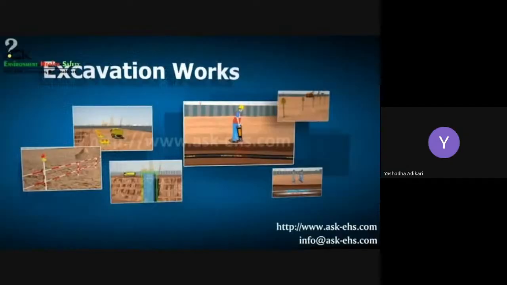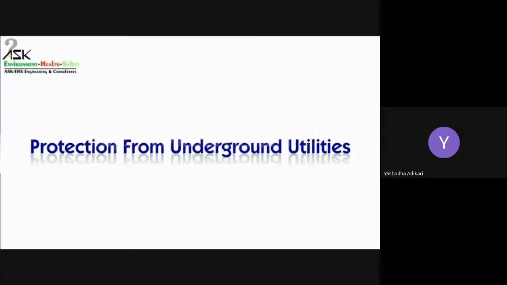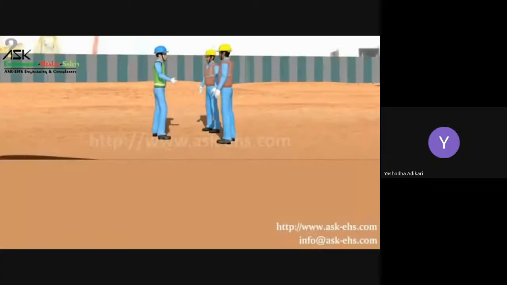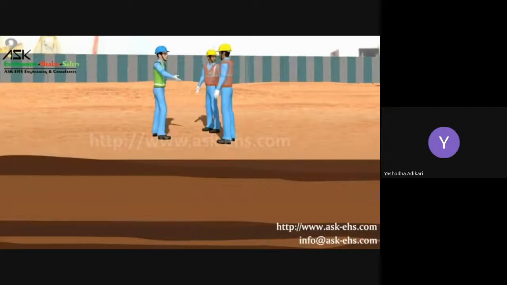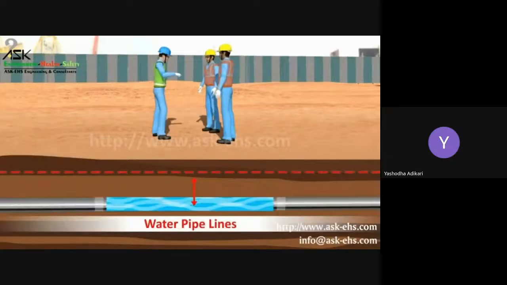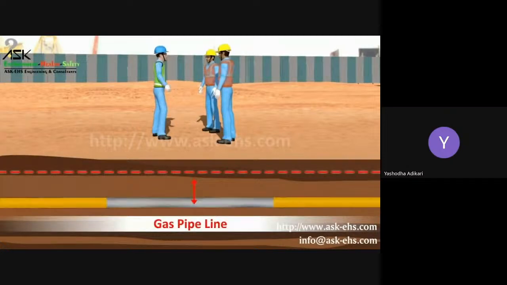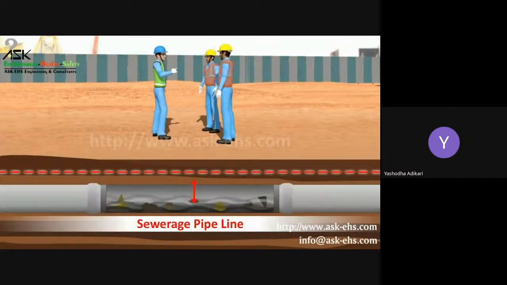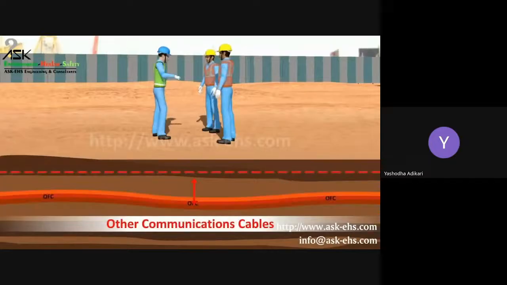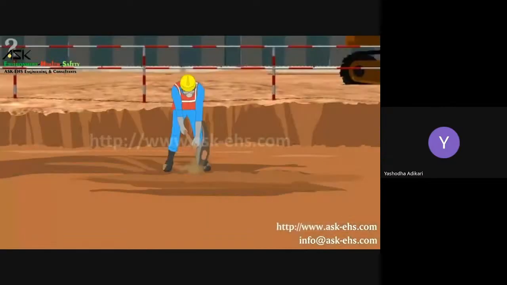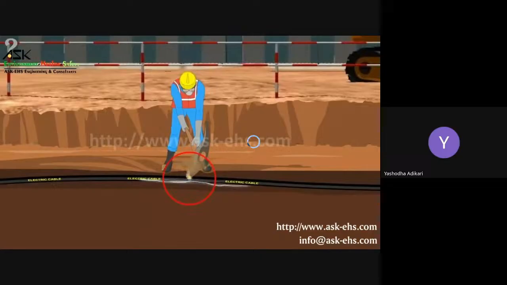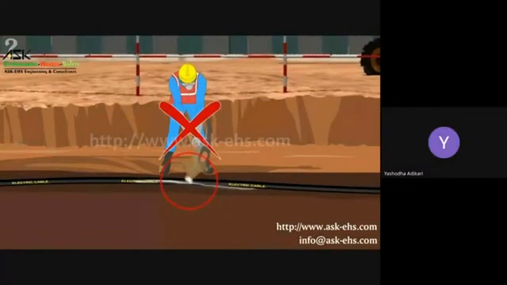Excavation works. Protection from underground utilities. We all know that several utilities may be present underground, such as electric cables, water pipelines, gas pipelines, sewage pipelines, and other communication cables. These utilities may get damaged or cause harm to us if not properly identified and isolated.